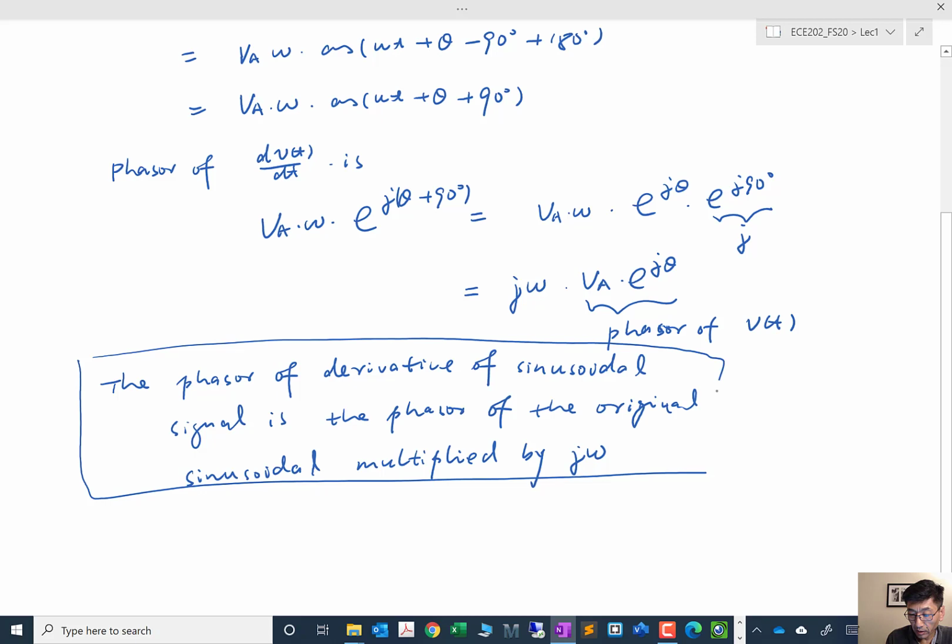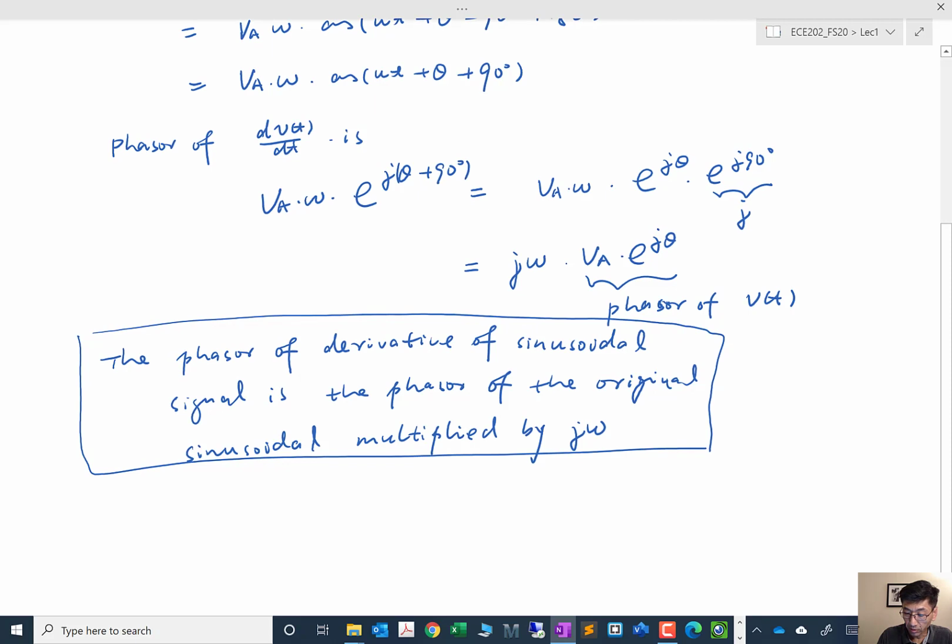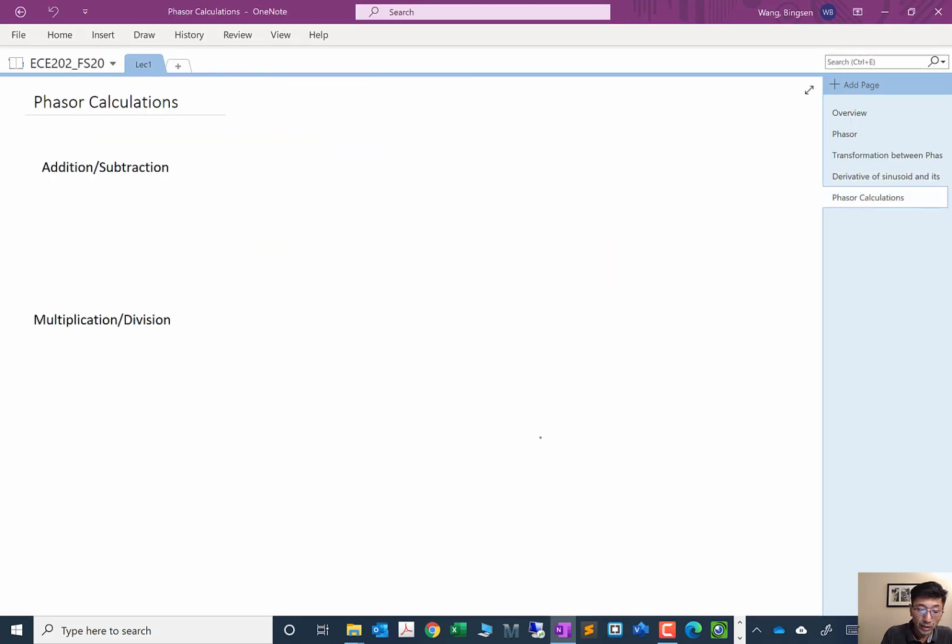So this is probably the most important property. Also, that's the trick why we can avoid the differential equation. We will see this later as we do the circuit element constraint and other things later in this course. And then I will go to the last topic, the phasor calculations.